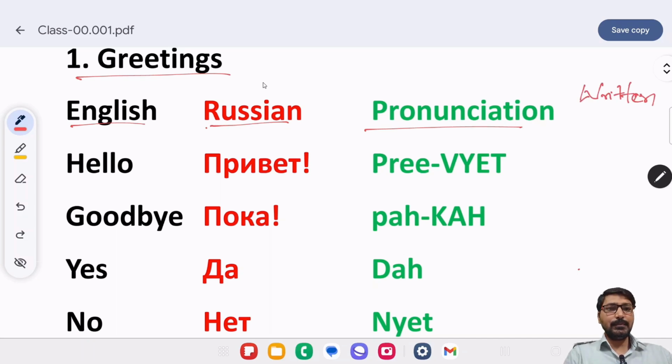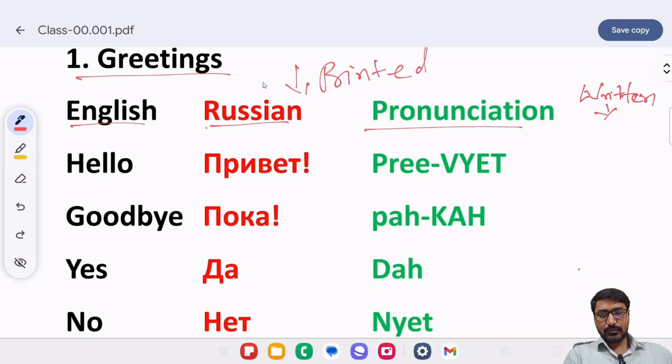The Russians here, in the bookish language, this is the printed form. Printed form and written form are different. If you have watched my past videos, you will know. So here, first of all, hello.